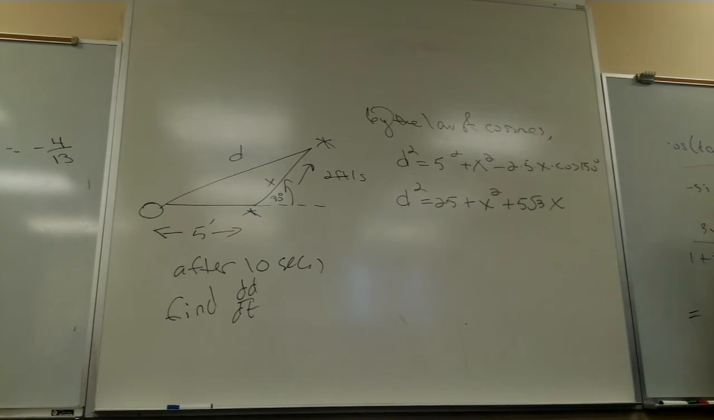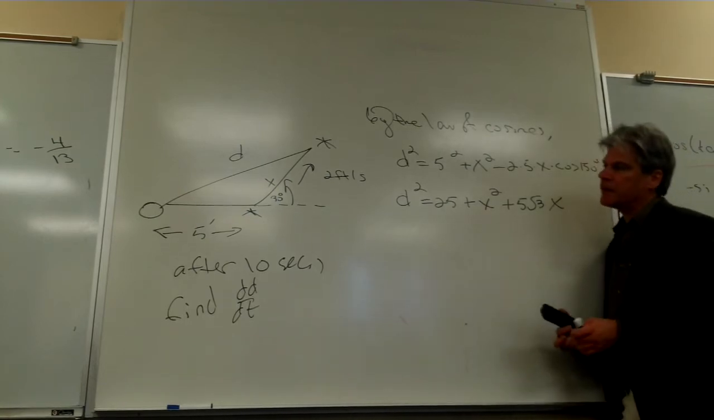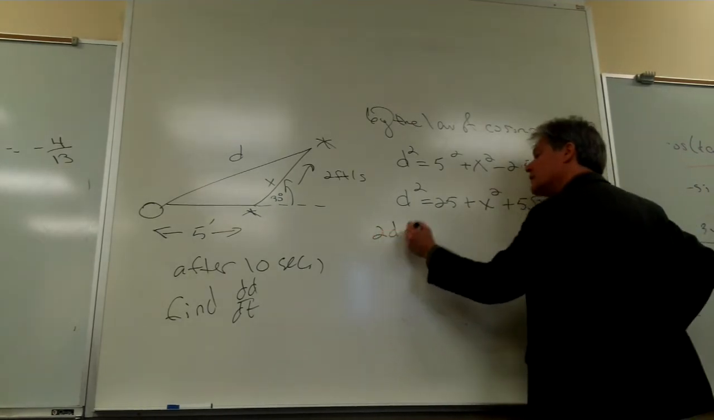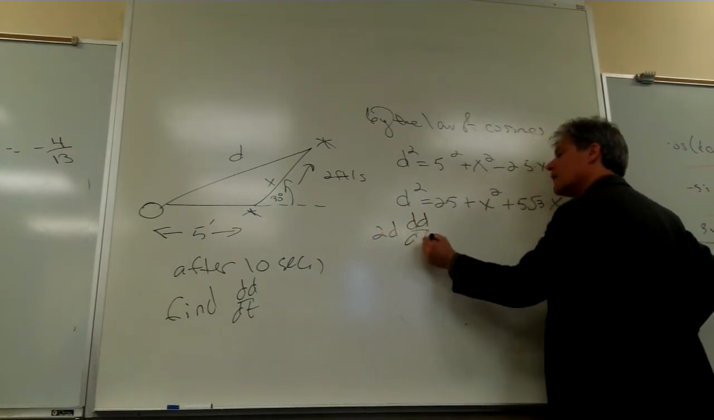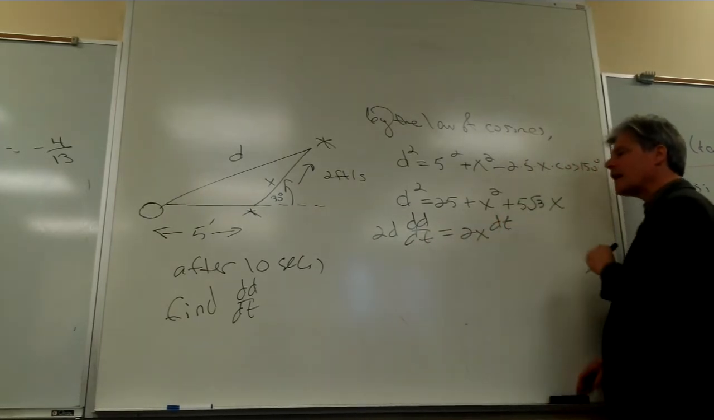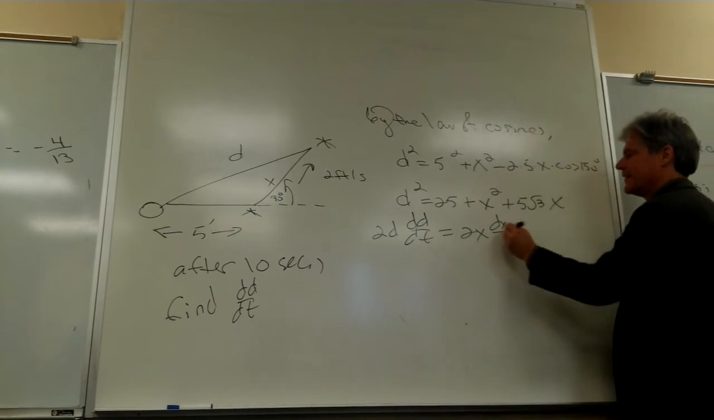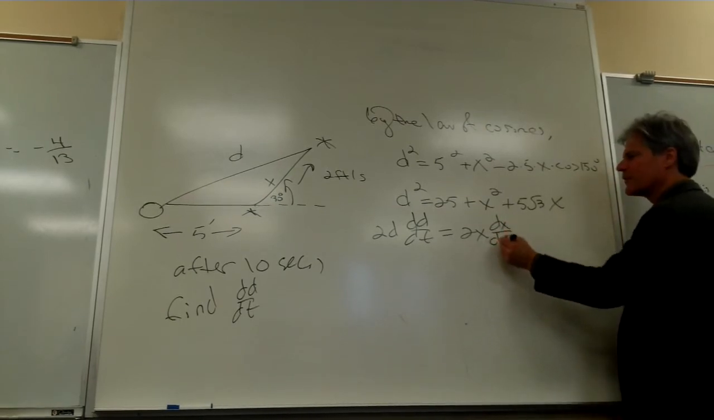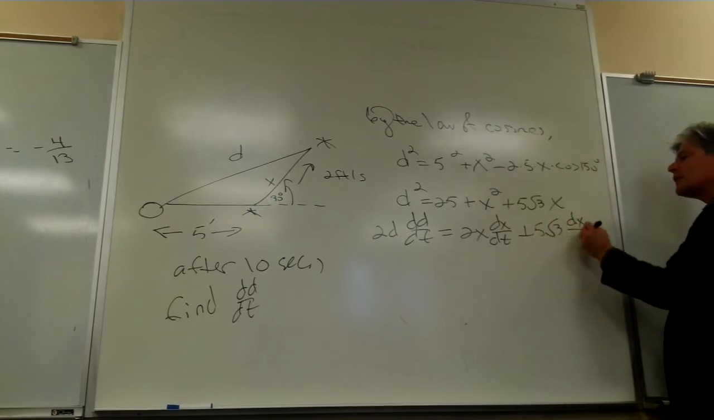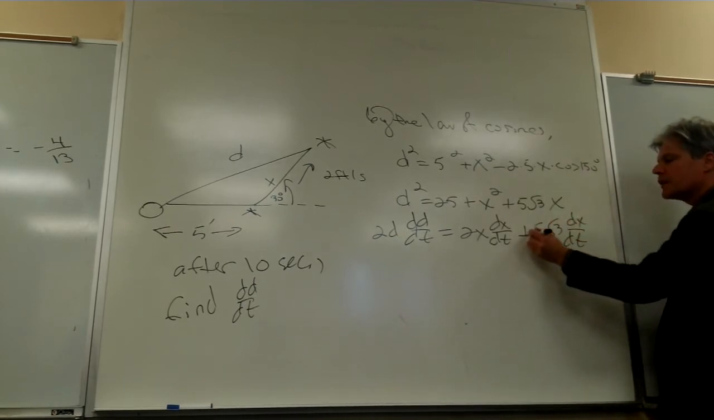Well, that being the case, since x and d are both changing with respect to time, then differentiating with respect to time t, I'm left with 2d dd/dt being equal to my 2x dx/dt. Oh, no, I can't write it. Plus my 5 root 3 dx/dt, and I'm getting too sloppy again. Hold it. That's a plus sign.